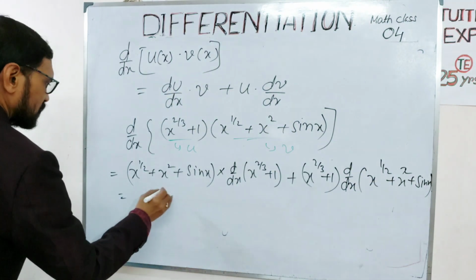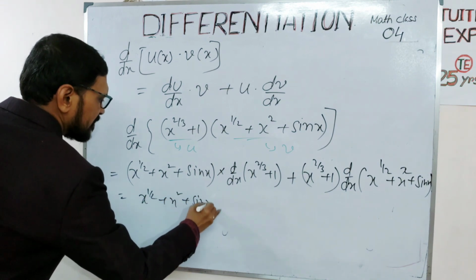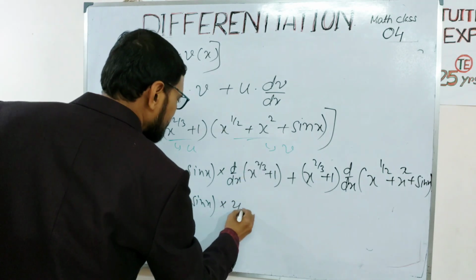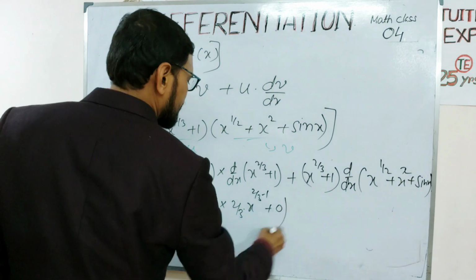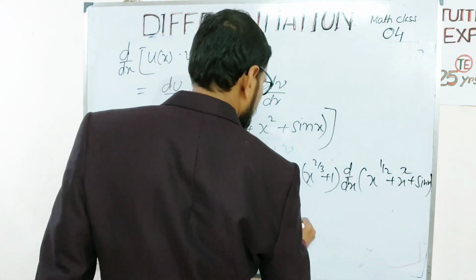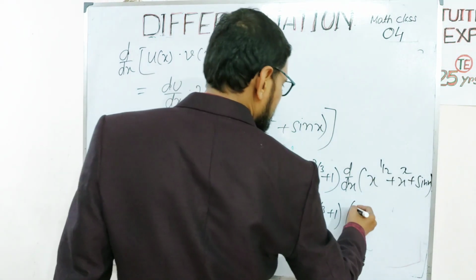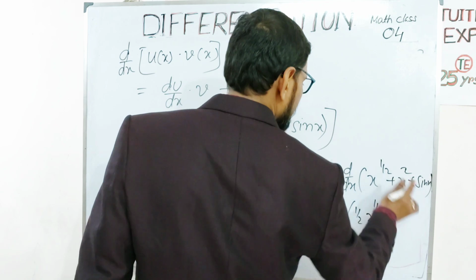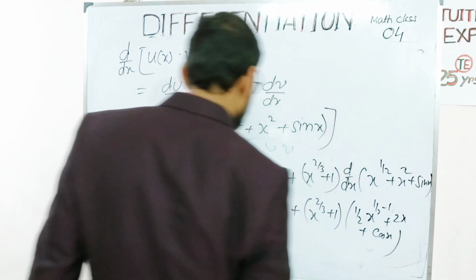So now derivative of this, using the formula for x to the power n, is n into x to the power n minus 1, and derivative of this is half minus 1 plus x square is 2x, and sin x derivative is cos x. So this is the result.